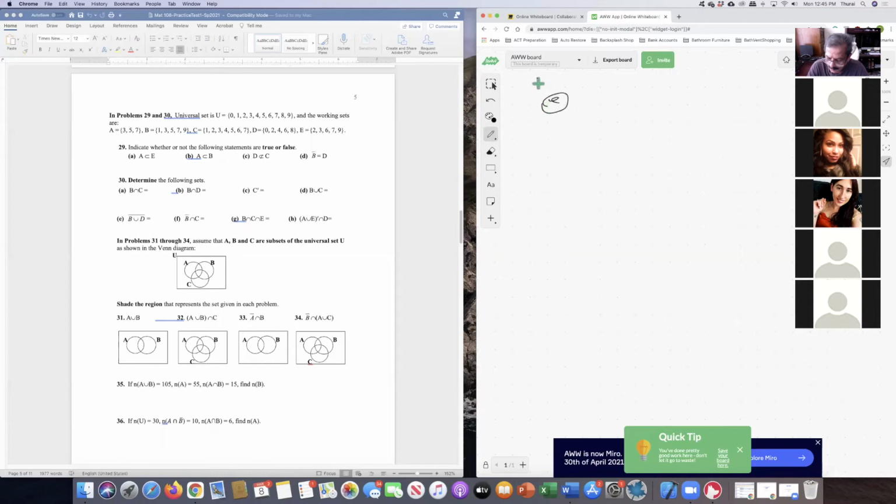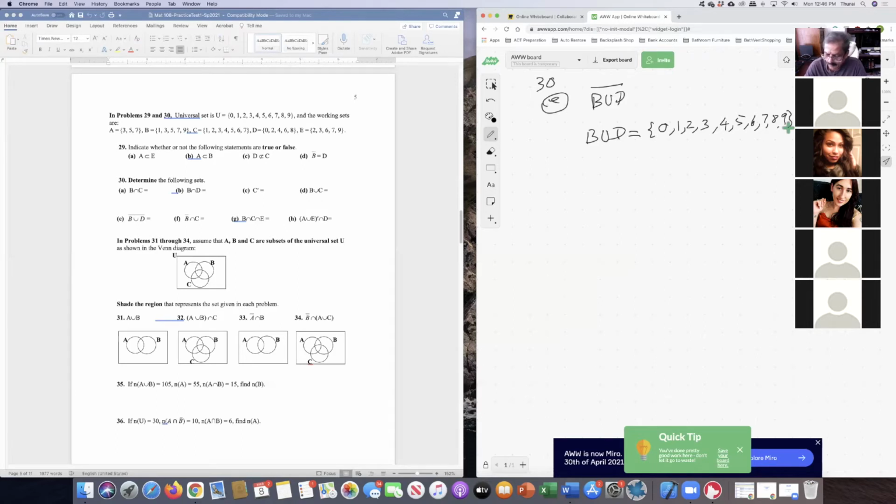Doing part E in problem 30, it says B union D complement. So let's find B union D first. That will be 1, 3, 5, 7, 9, 0, 1, 2, 3, 4, 5, 6, 7, 8, 9. Looks like that's equal to the universal set, right? Yes. So we got the entire universal set.